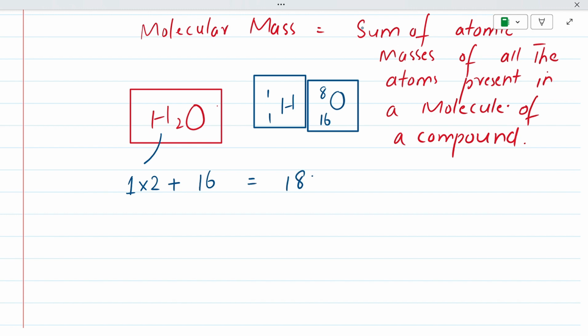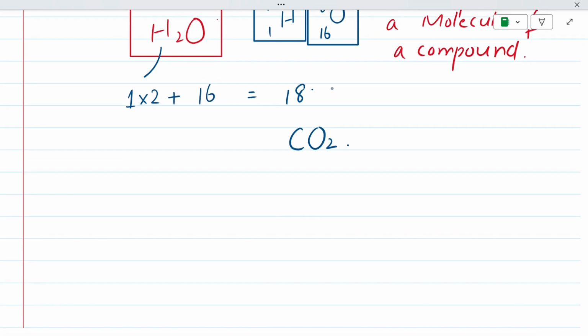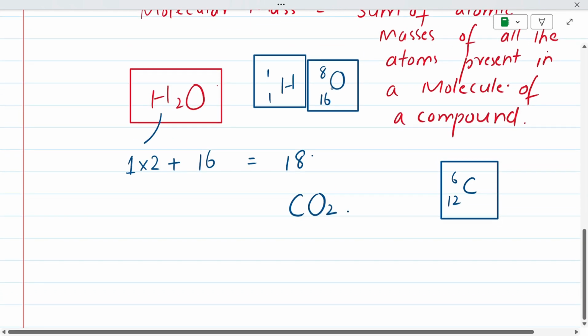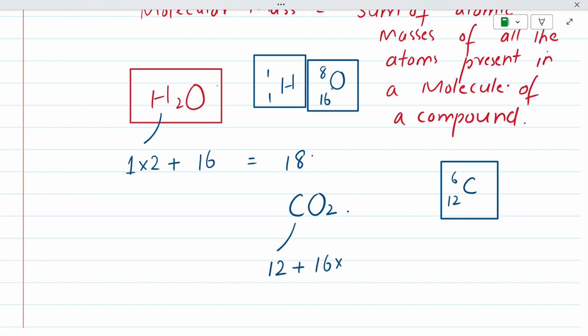In the same way, carbon dioxide. Carbon is 6 and 12, given in the table, and oxygen is 8 and 16. So I'm going to do it in the same way: 12 plus 16 times 2. What is the final answer? It is going to be 44.